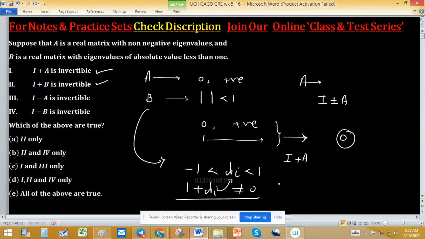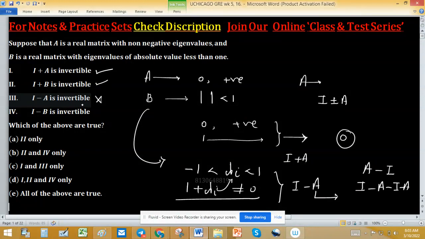Now statement 3, for I minus A: if an eigenvalue of A is 1, as you can consider A as the identity matrix, then I minus A will be the same, and the eigenvalue will be 0. It means I minus A is not invertible. Statement 3 is wrong. I minus B is invertible.